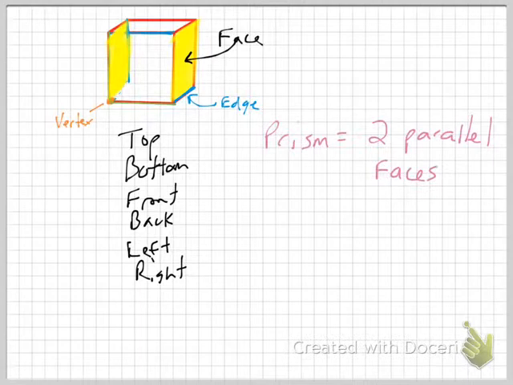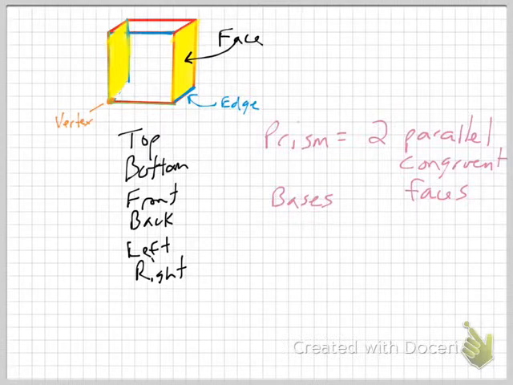Prisms have two parallel congruent faces. I will put congruent. What's congruent mean? Same everything, right? Identical. Two parallel congruent faces make a prism. And those two parallel congruent faces are actually called a base. Okay, they're called a base. And whatever the base is, that's what you call that prism.